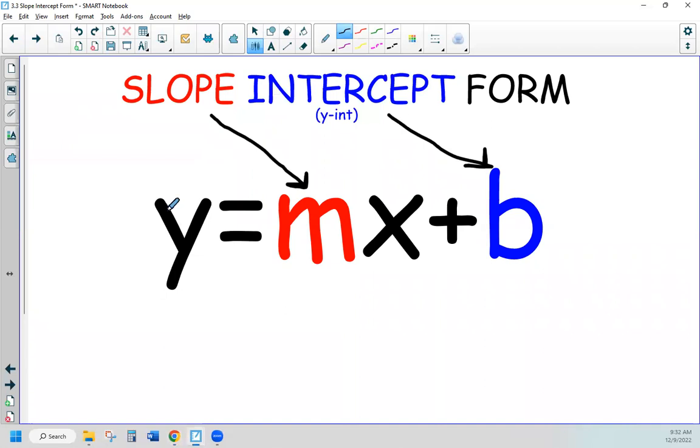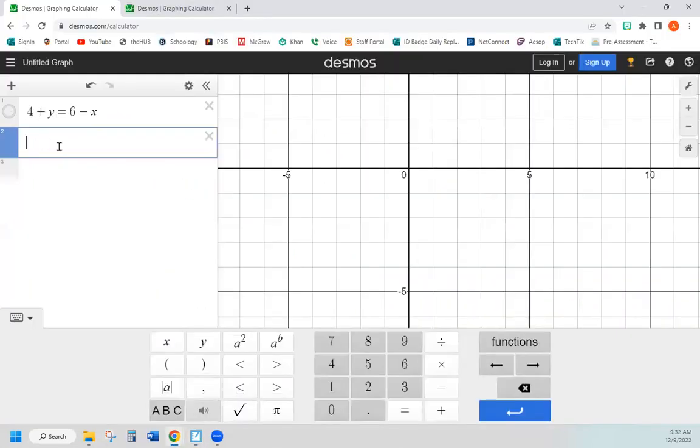Slope-intercept form, if I go back to it, I need y by itself. So if I want to get y by itself, I'm going to take 4 to the other side by subtraction. So it'll look like this. Y equals, I'm just going to leave the 6. I'm going to leave the minus x. And now I took 4 to the other side by subtraction. So it looks like this.